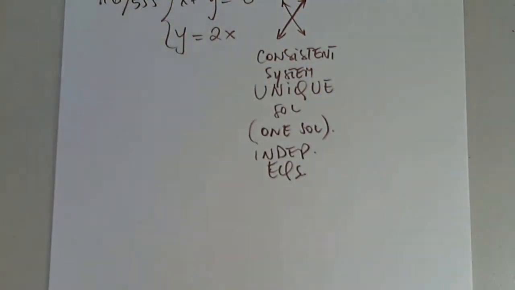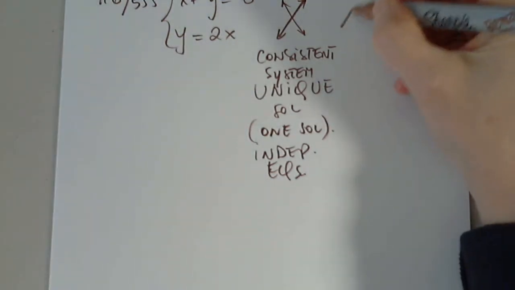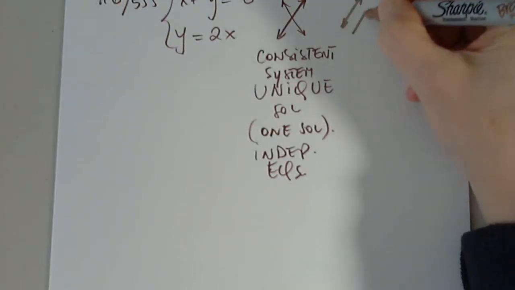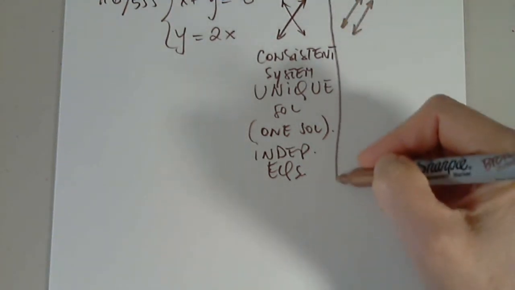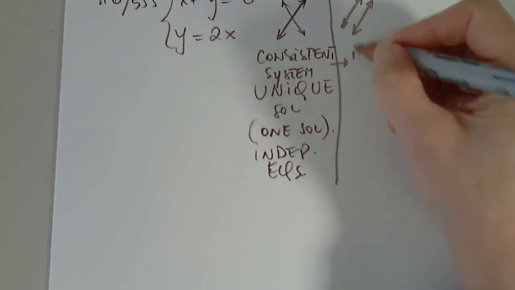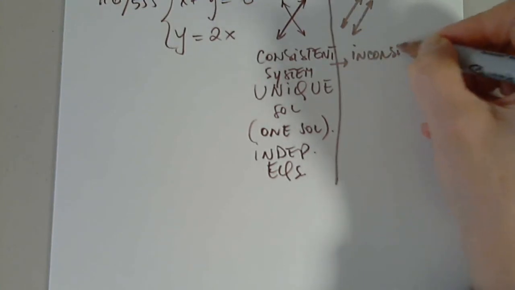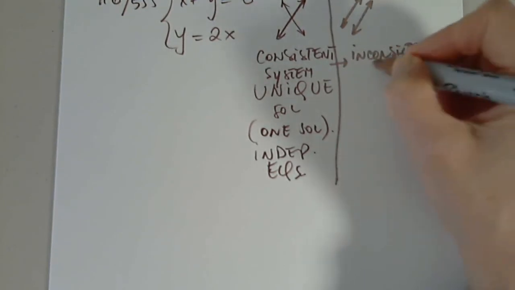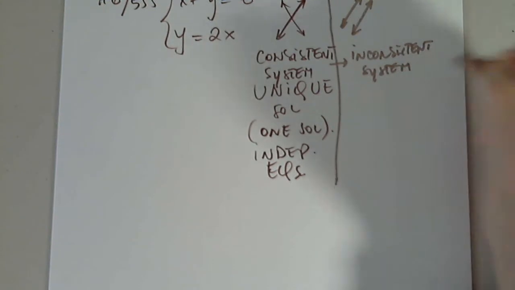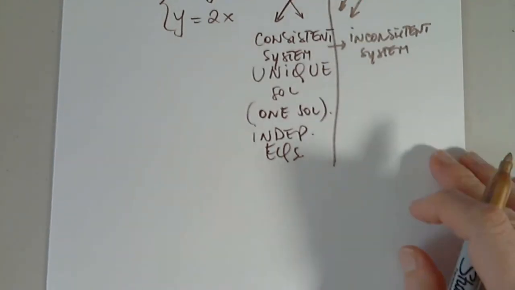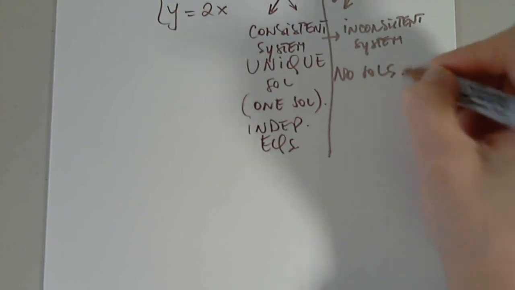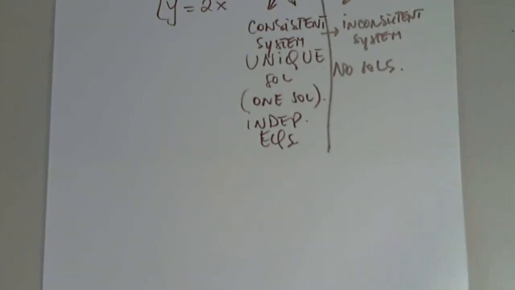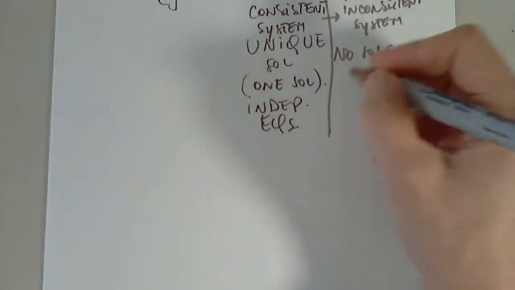Here's the second possibility: the two lines are parallel. If the lines are parallel, the system is called inconsistent. It has no solutions. Inconsistent, no solutions. Parallel lines.